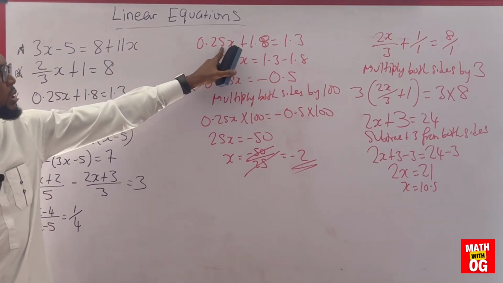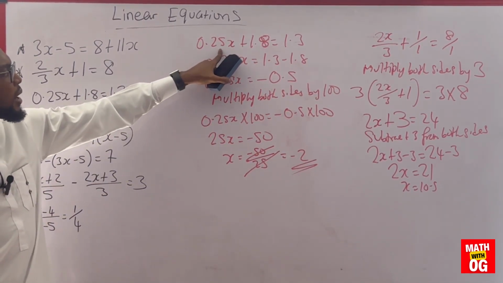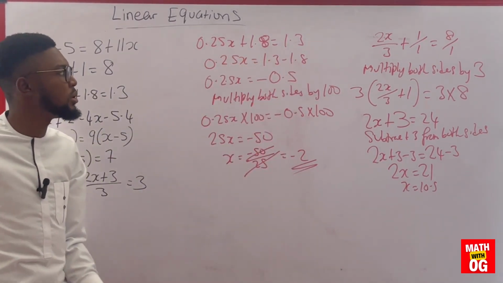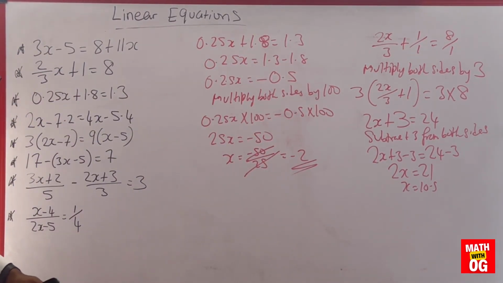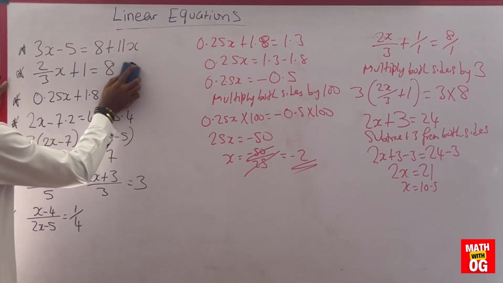Put your minus 2 here. This will give you a negative 0.5. Negative 0.5 plus 1.8 will give you a positive 1.3. So our answer is very correct. Now over to the next question. Let me wipe this part.